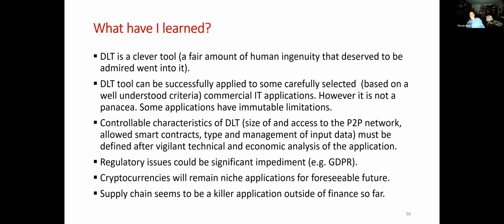And then the third aspect of that is criteria, which is the flow chart that I showed you. When you exercise that, you see whether your application really can be used. But by all means, there are some applications that have huge limitations and are unlikely to ever be subject to DLT. The controllable characteristics of those things, which are the size, access to the network, allowed smart contract type and management of input data, really have to be defined after very careful technical and economic analysis of the application. That's the trick.